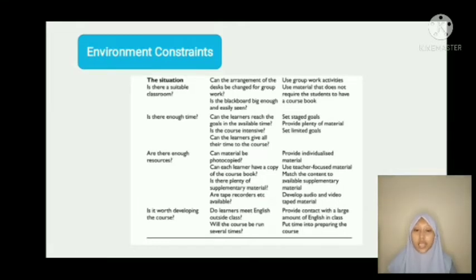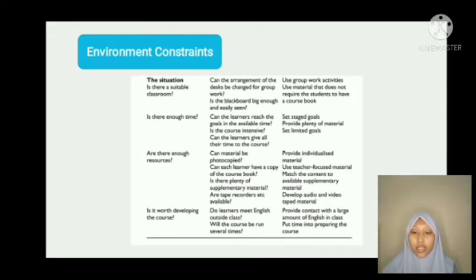And the last is the constraints that come from the situation. For example, is there a suitable classroom? Can the arrangement of the seats be changed for group work? If no, they will not use group work activity. If yes, they will use group work activities. The second example is, is there enough time? Can the learners reach the goals in the available time? The effect will be to set stage goals.